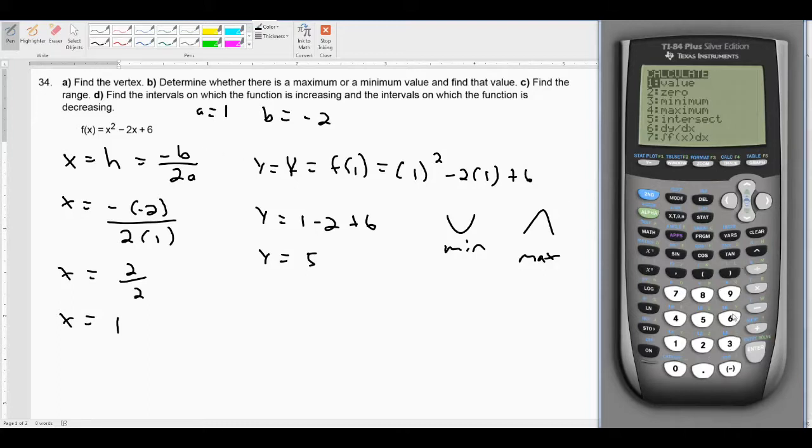You can go down to the minimum or just hit 3. You need to do left bound, right bound. So I just move it to the left and hit enter. And to the right, I can choose like 5. So you can move it, or you can just type in a number and hit enter. And then guess. You'll see something that looks like 1, 5. Anytime you see that kind of number, it actually is a 1. So there's all kinds of ways of looking at it. So that just confirms what we already know. The vertex is 1, 5.